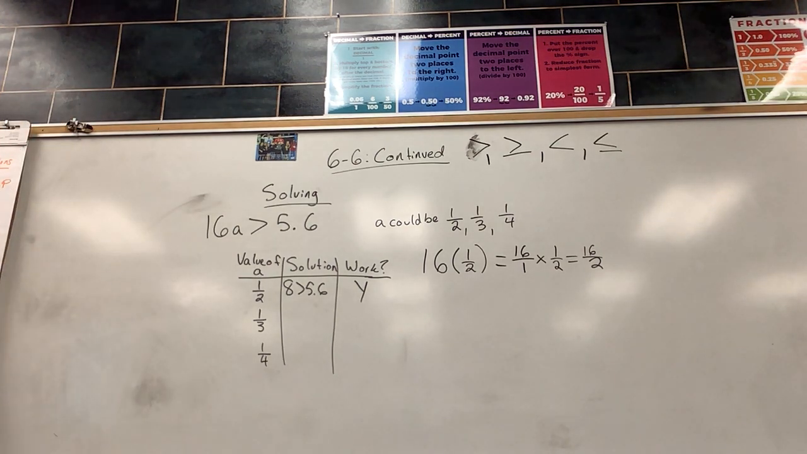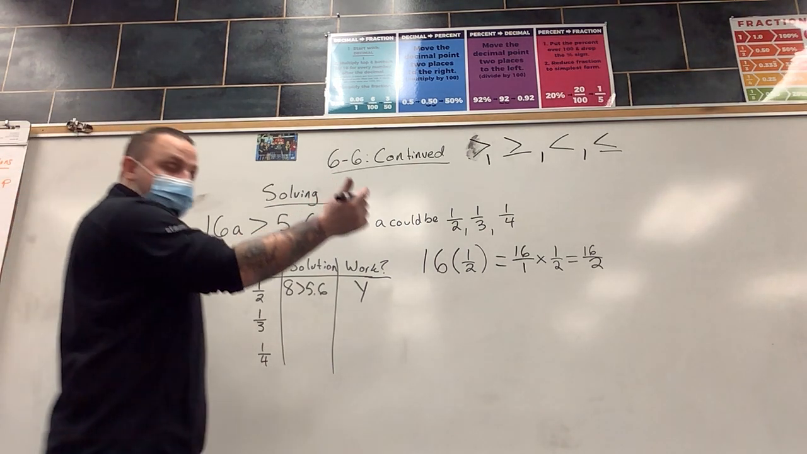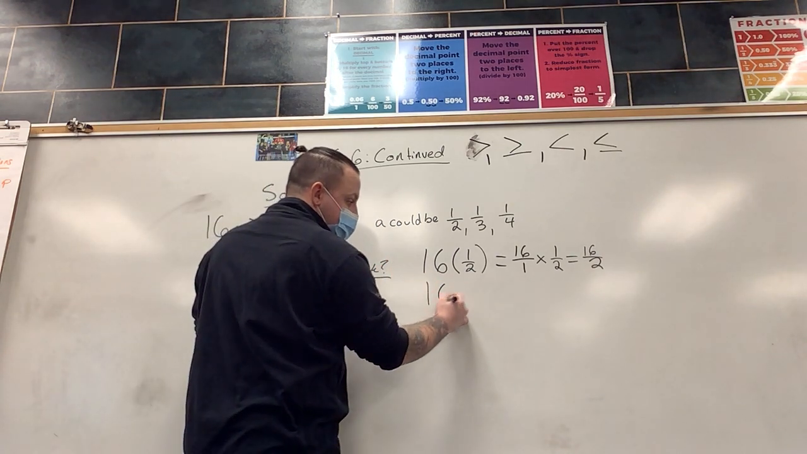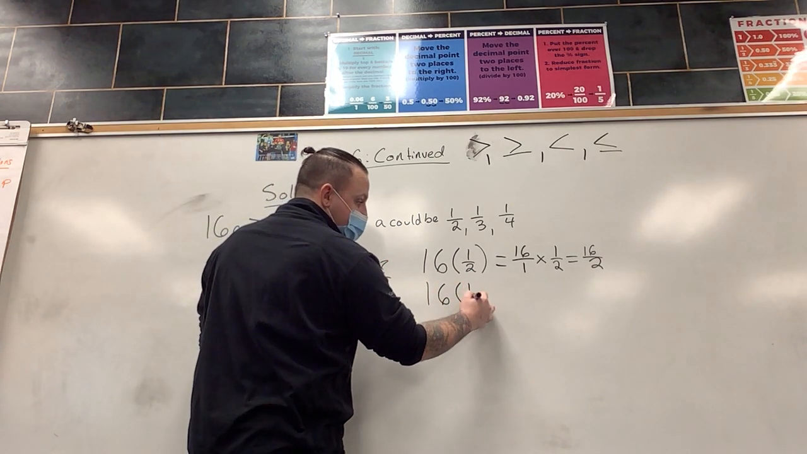That one wasn't that bad, right? Was that bad? No. 16 divided by 2. Is that challenging to do? No. All right, so we're going to do the next one, 16 times 1/3.